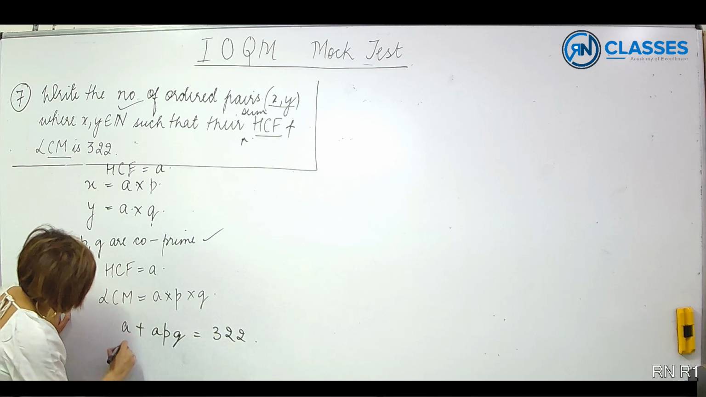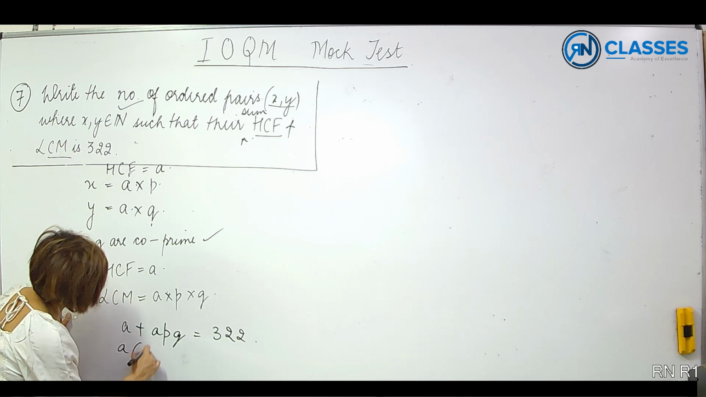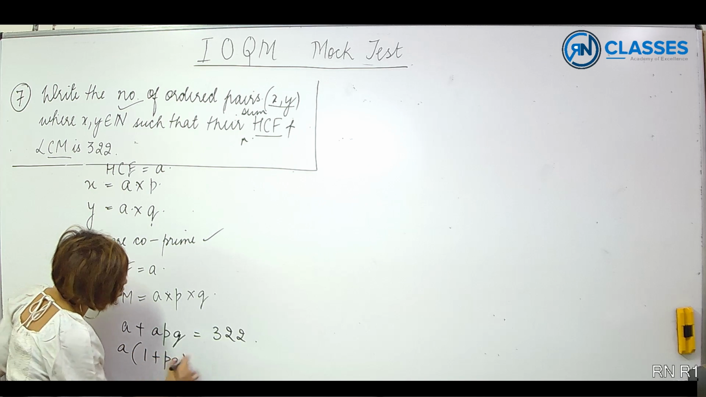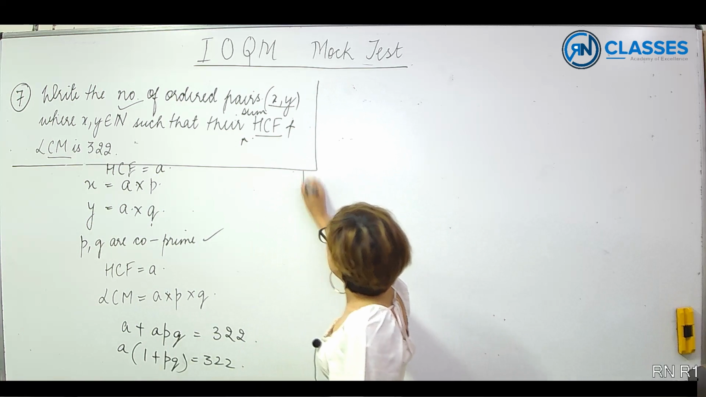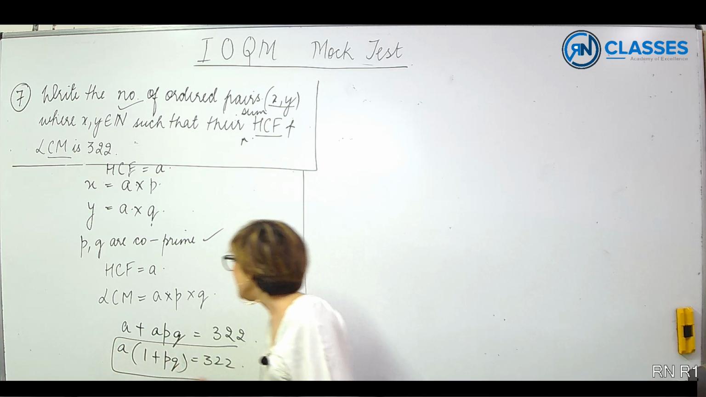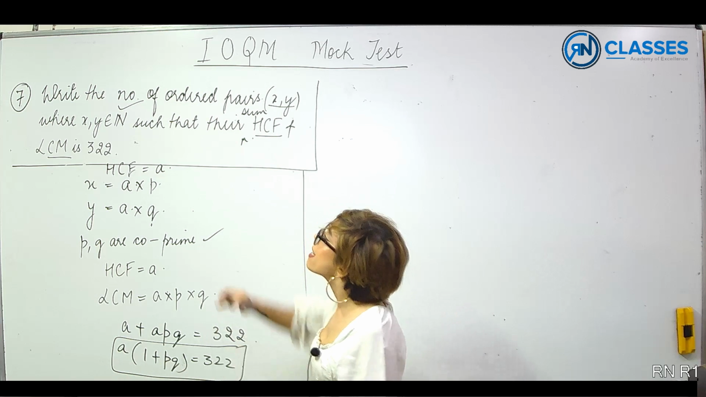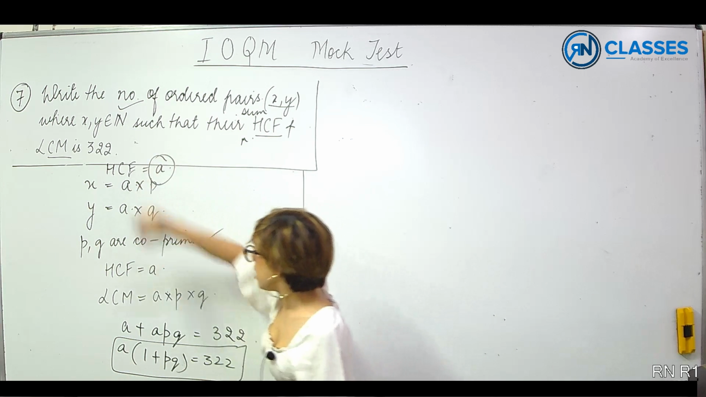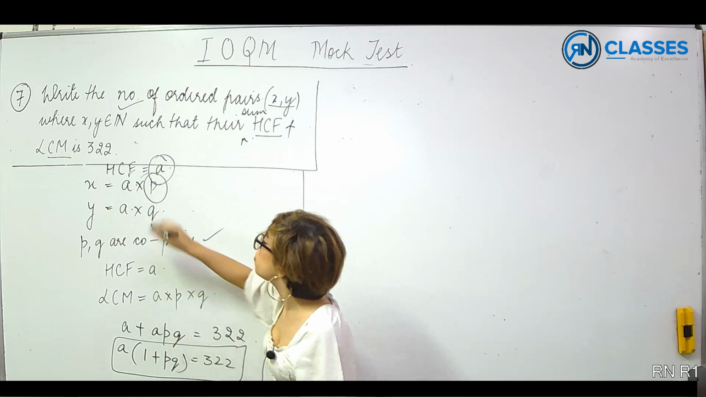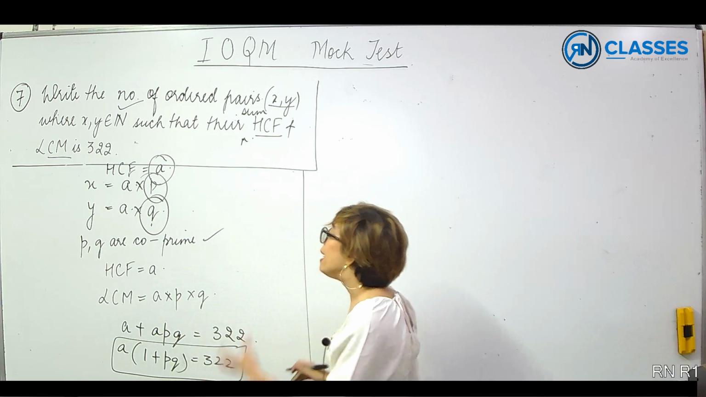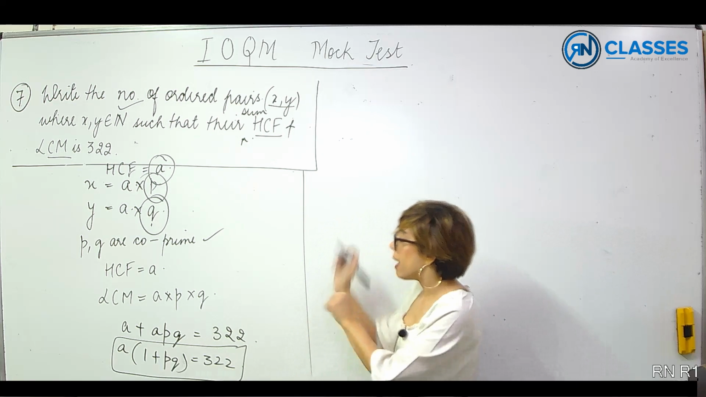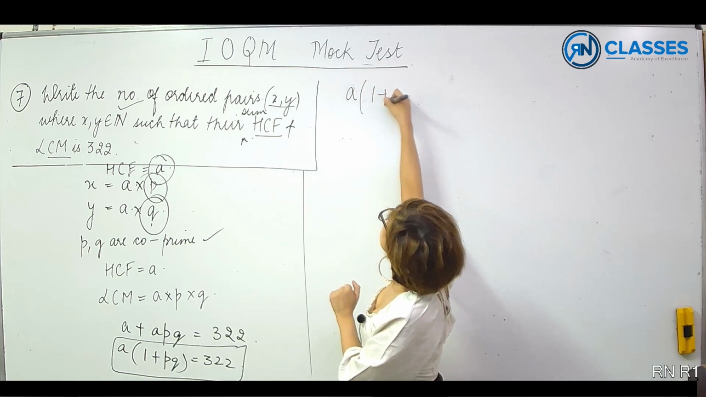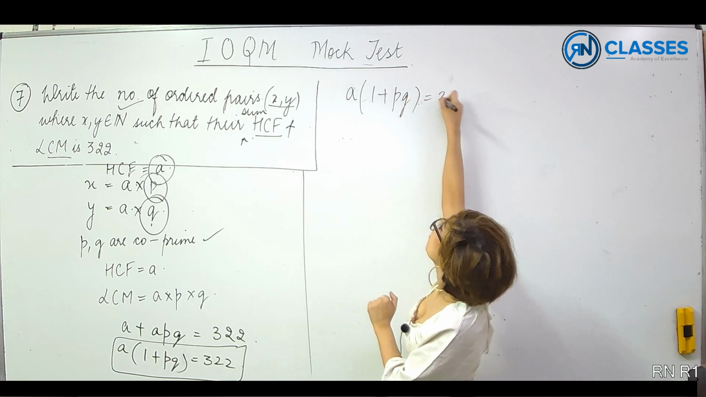Obviously, A is common. I get A into 1 plus PQ, that is equal to 322. I need to solve this equation. Mind it, I have a big condition. Why? X and Y are natural numbers. That means A has to be a natural number, P has to be a natural number, Q has to be a natural number. I need to solve this equation over the collection of natural numbers. My equation is A into 1 plus PQ equal to 322.